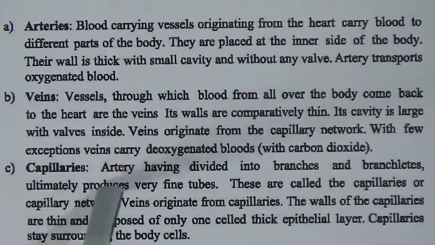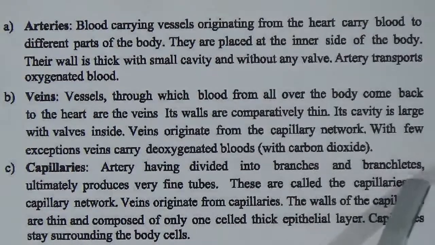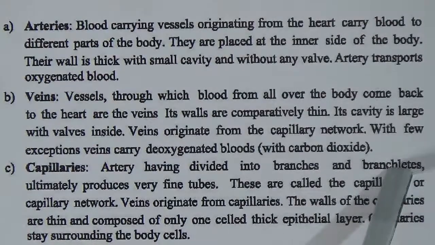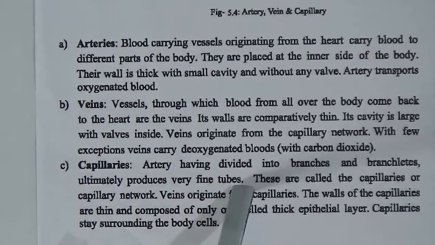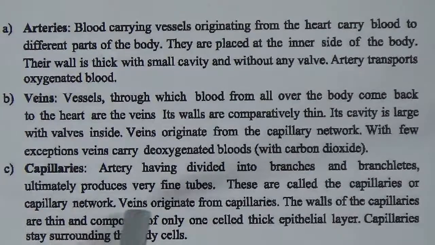Now capillaries. Artery, having divided into branches and branchlets, that means small branches like this, ultimately produces very fine tubes. These are called the capillaries or capillary network. Veins originate from capillaries. The walls of the capillaries are thin and composed of only one cell thick epithelial layer. Capillaries stay surrounding the body cells.